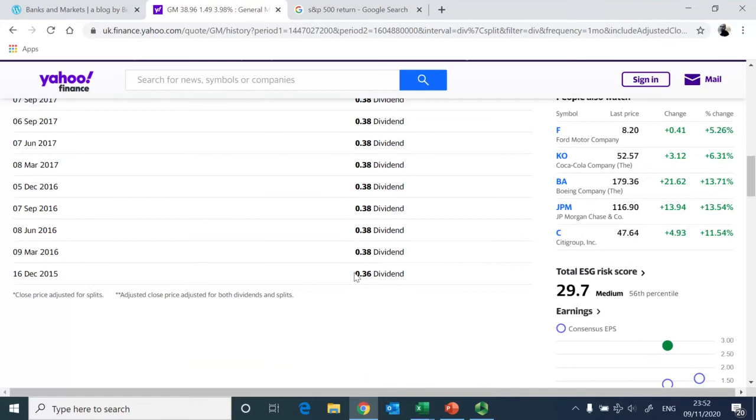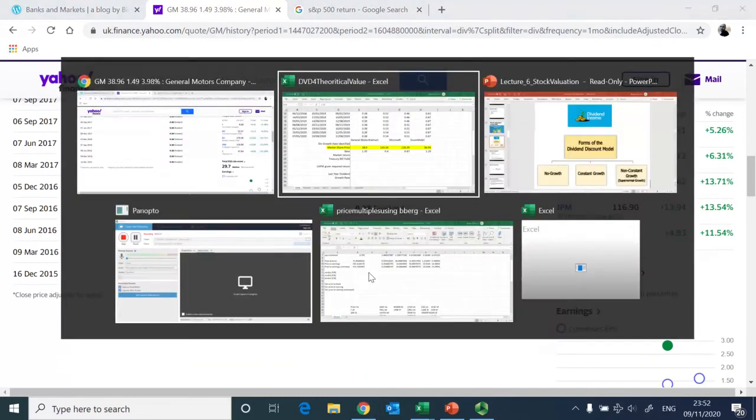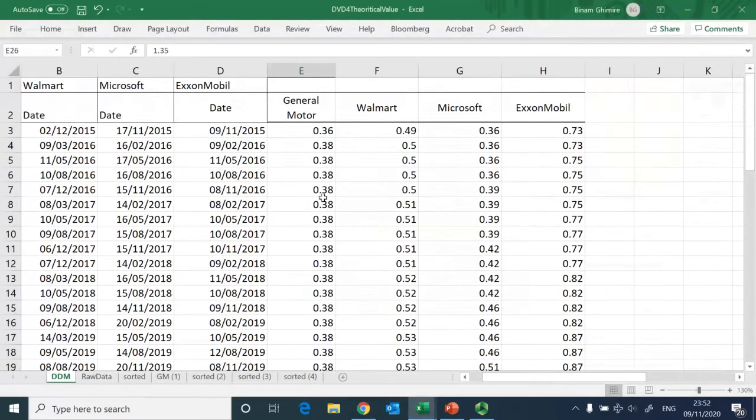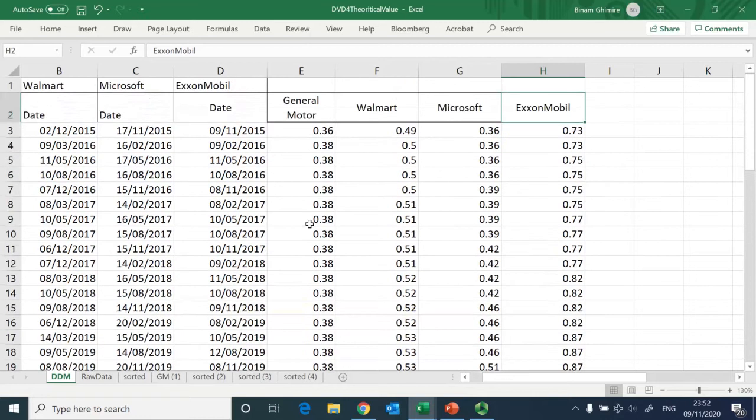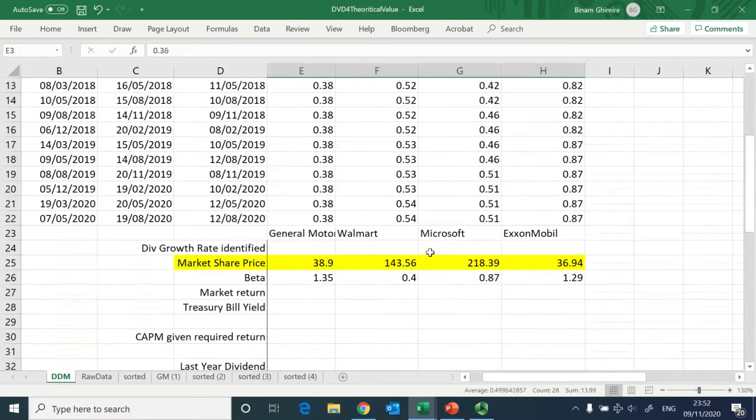Of course, there is one which is 0.36, and that's what I have also downloaded and made available here for my computation purpose for General Motors. I've done the same for Walmart, Microsoft, and ExxonMobil. So this is the dividend per share data.